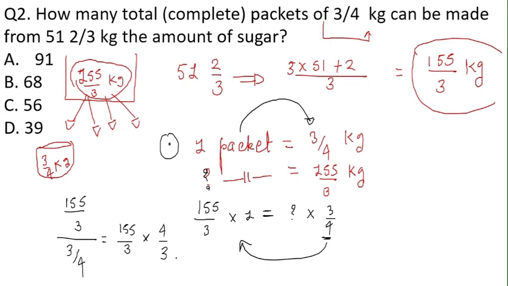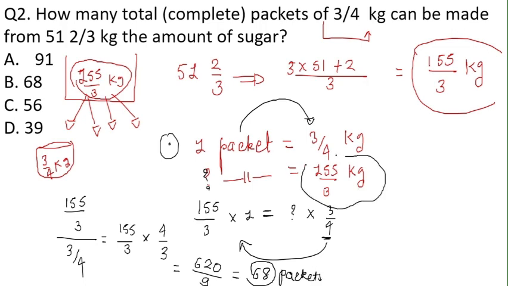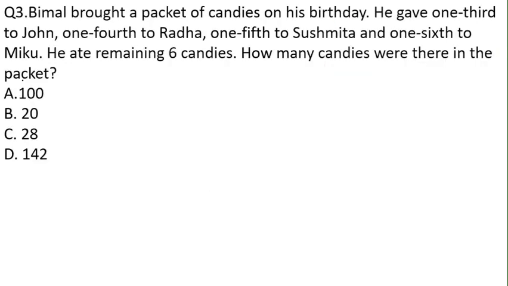So here the answer will be 155 into 4, right? This will give me 620 upon 9. 3 3s are 9. So this will give me 68 such packets. 68 packets are required to fill 155 upon 3 kg of sugar. So the correct answer for the given question is option number B. Moving on to the next question now.